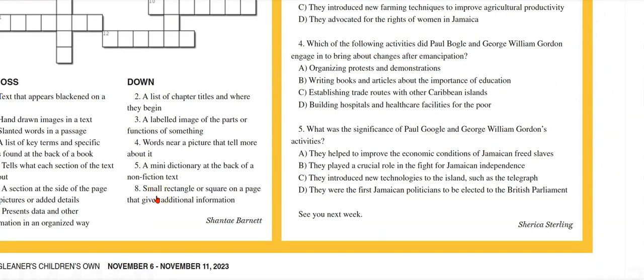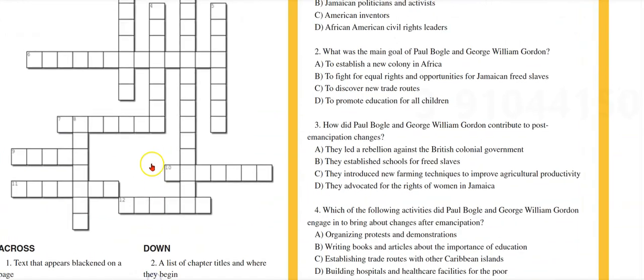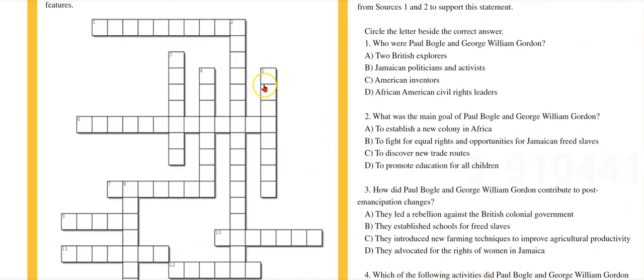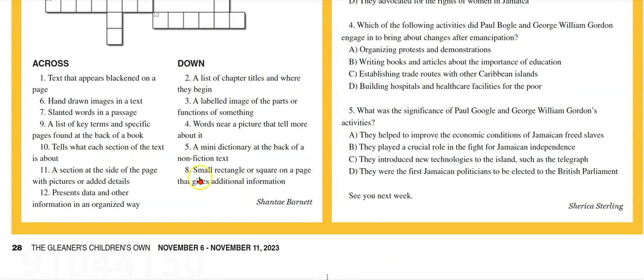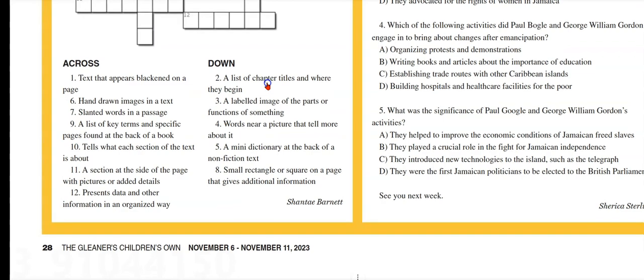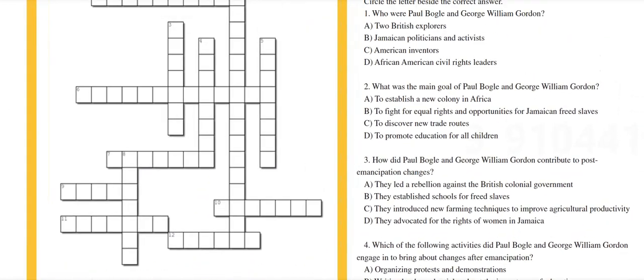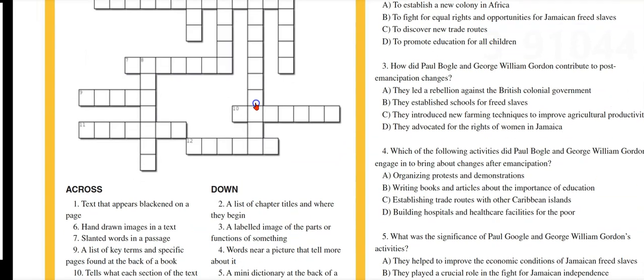A mini dictionary at the back of the non-fiction text. Mini glossary. That sounds like glossary. 5 down. G-L-O-S-S-A-R-Y. Glossary fits there perfectly. Small rectangle or square on a page that gives additional information. That sounds like a fact box. 8 down. F-A-C-T-B-O-X. That looks like that.